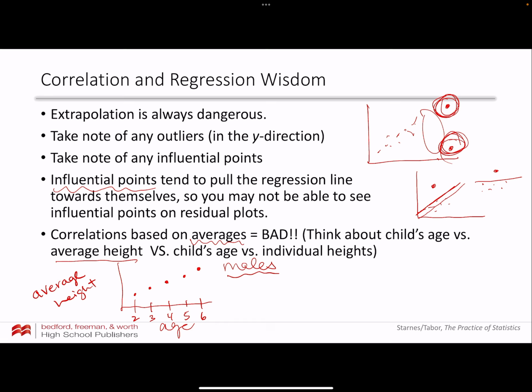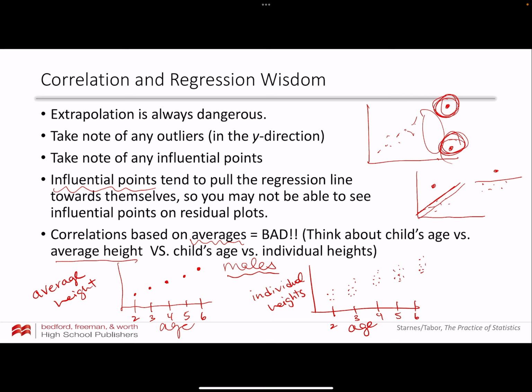If it's the average height, you're only going to have one average height value for each age, as opposed to if I look at age and individual heights. So age 2, 3, 4, 5, 6, whatever, right? If I look at individual heights, males who are 2 years old, I'm going to have some variability in their heights. I'm going to have some variability in the 3-year-old heights, some variability in the 4-year-old heights, some variability in the 5-year-old heights, right?